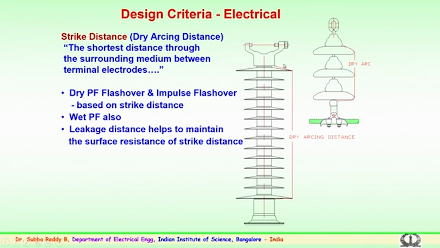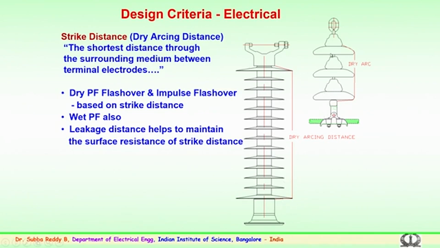So, this direct distance, the clearance from metal to metal, is known as the dry arcing distance. When one end is connected to the high voltage and the other is connected to the ground, because of the increased voltage stress, flashover is likely, and the nearest flashover will happen across this metal to metal junction. So, the shortest distance through the surrounding medium, that is the air here, between the terminal electrodes is known as the strike distance for a hollow or porcelain bushing.